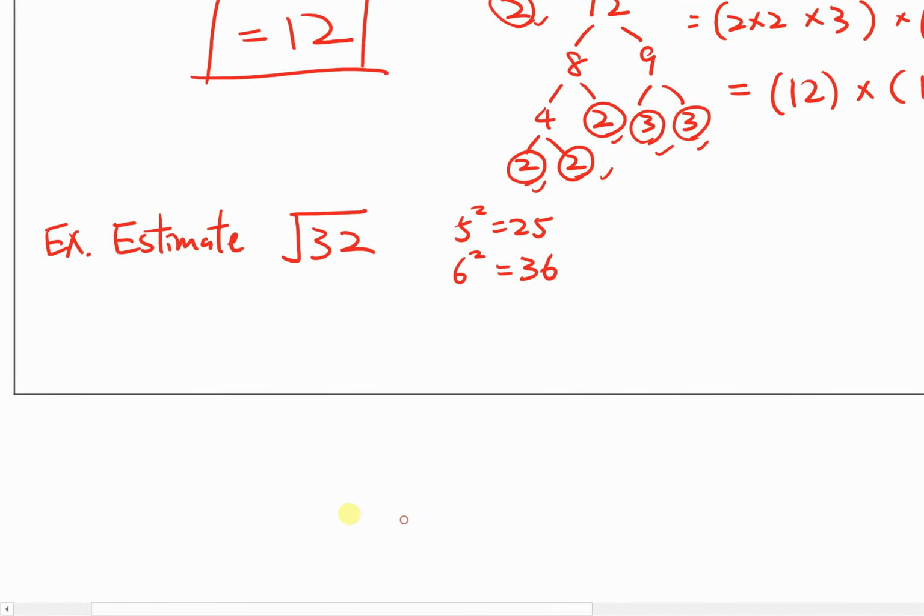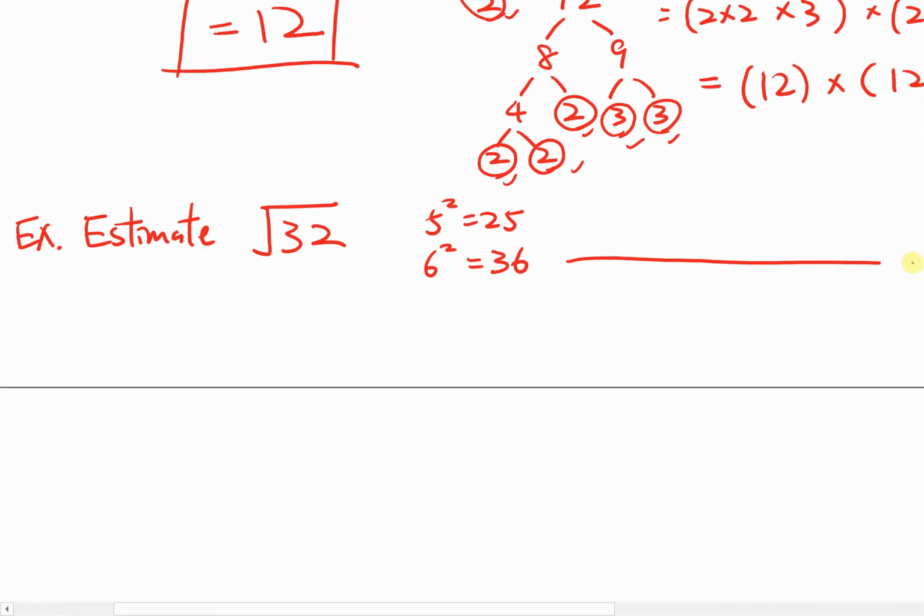is we are going to draw this number line right here. Here's 25. 26, 27, 28, 29, 30, 31, 32 here. 33, 34, 35, 36. Okay, so here is our number line. Well, I know this is going to be 5 point something. Okay, now the question is 5 point what?